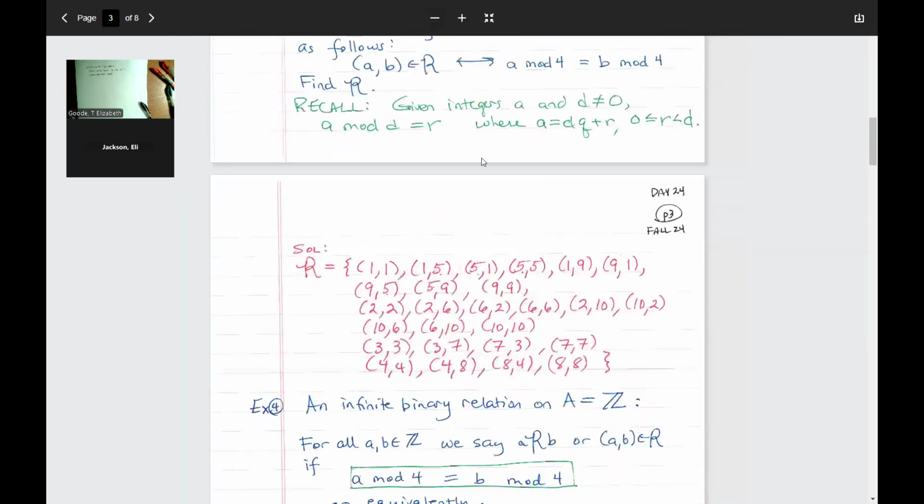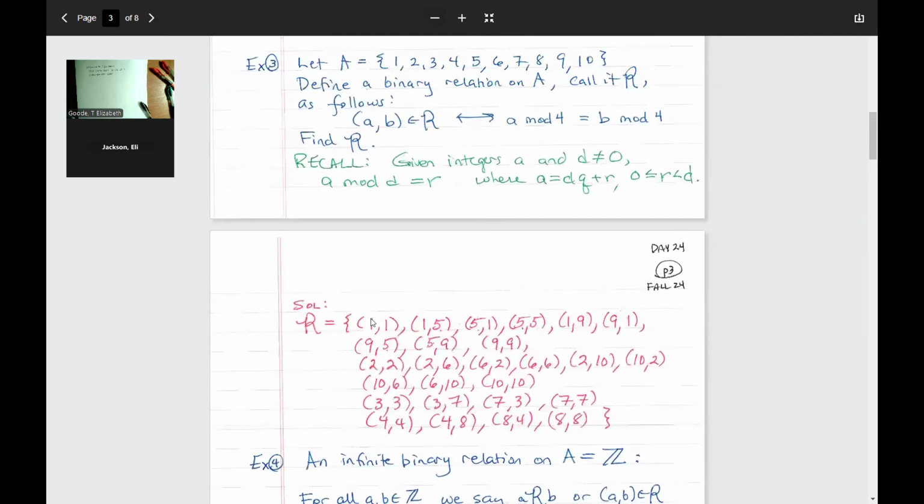So each element, like 1 is in there, and 5 is in there, but 2 is going to be in there, and 6 and 3 and 4, because every one of these elements of A is related to itself, because A mod 4 equals A mod 4. So all the elements that look like little a, comma little a are going to be in there. But that's not all.